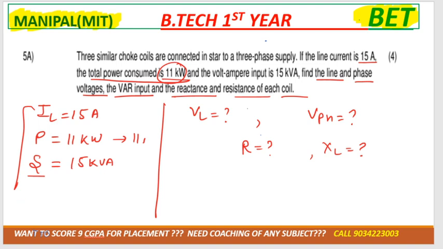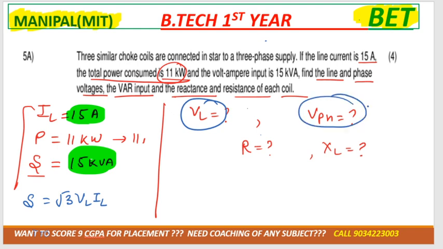As you know, what is the formula for apparent power? That is √3 VL IL. Yes. So S is 15, √3 as it is, VL we need to calculate, and IL is there. Right? So can we get the value for the line voltage? And after getting line voltage, can we get the value for VPH? Yes or no?